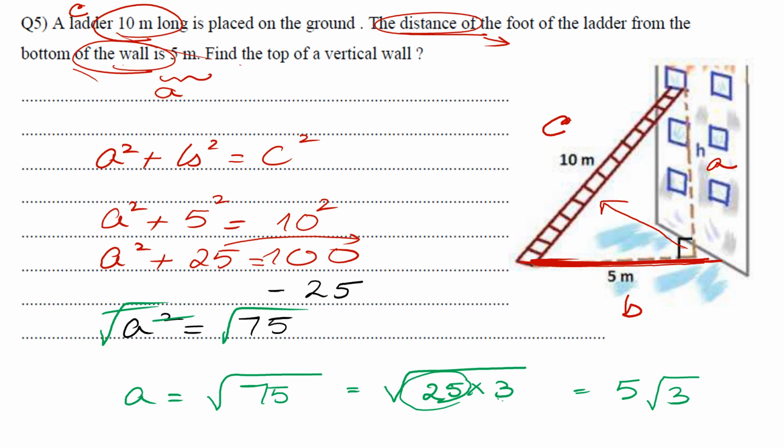So if your mental math is strong, you can do it this way. Otherwise, you can write it in the calculator if it is allowed, or you keep root 75 as it is. I hope that the concept is clear to you.